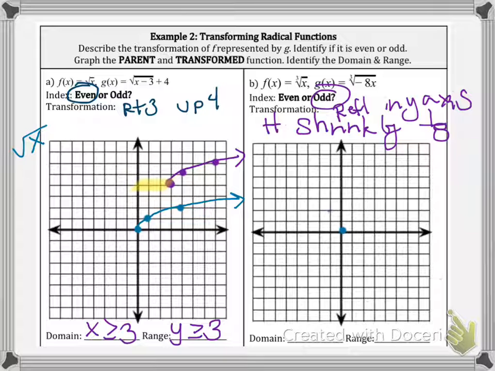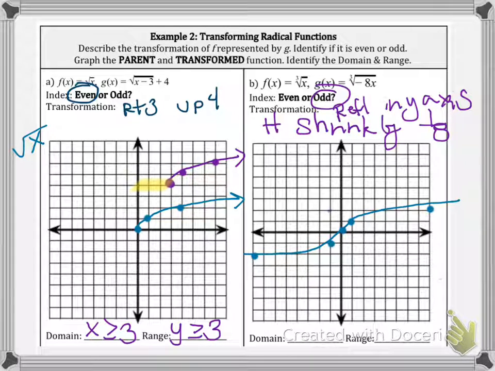So cube root of 0 is 0. Cube root of 1 is 1. Cube root of negative 1 is negative 1. Cube root of negative 8 is negative 2. Cube root of positive 8 is positive 2. And so this is the parent function.